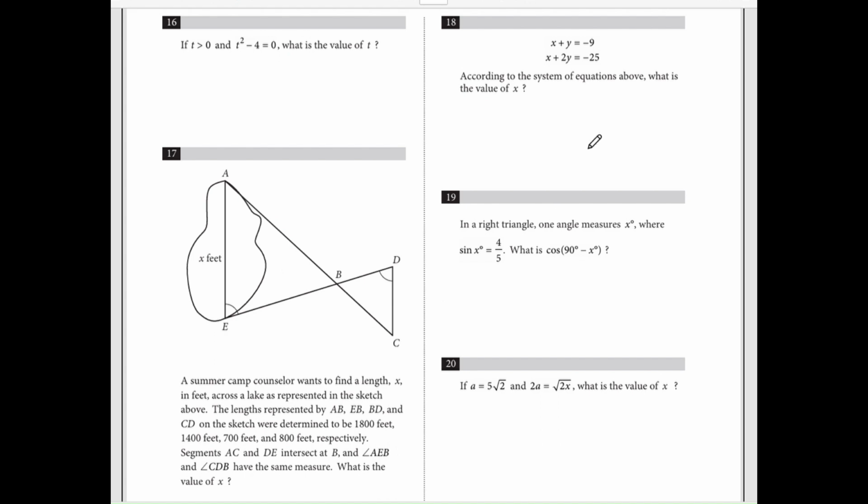Question number 16. If t is greater than 0, t squared minus 4 is 3. And what is the value of t? Then t squared minus 4 equals 0, then t squared minus 2 squared is 0. Then it is t minus 2 into t plus 2 equals 0. Then t is 2, or t is minus 2.